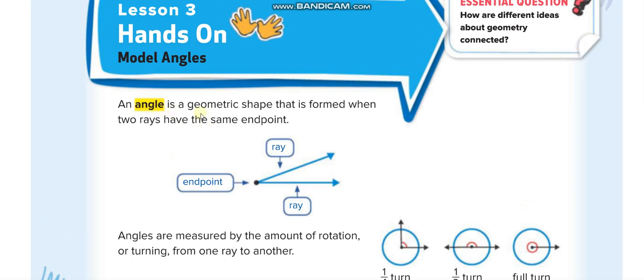An angle is a geometric shape that is formed when two rays have the same endpoint. You can see this is a ray, one endpoint and one arrow, and this is another ray, one endpoint and one arrow. Both of these rays have the same endpoint. Whenever two rays have the same endpoint, they have a distance in between them. Can you see this distance?